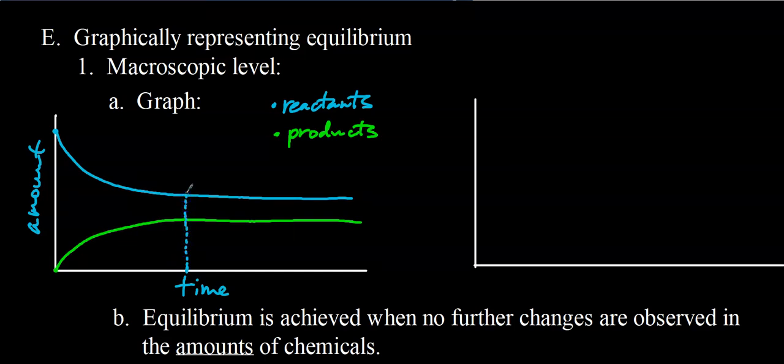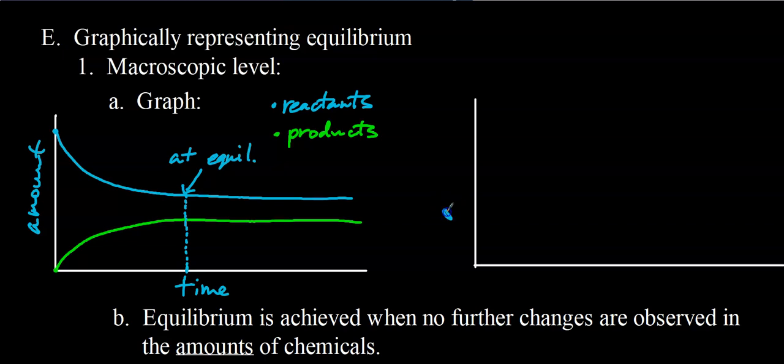What do you notice happens to these substances? At this point in time, the amounts of the reactants stop decreasing and the amounts of the products stop increasing. We would say then the system has reached equilibrium. Notice, equilibrium does not mean equal amounts. Macroscopically, we have no further changes. So products stop forming, reactants stop being consumed, or so it appears. And so we say the system is at equilibrium.